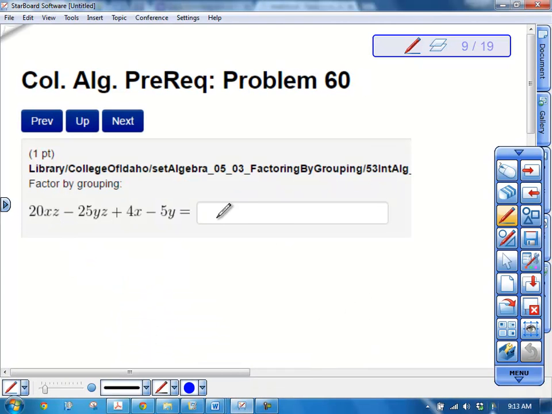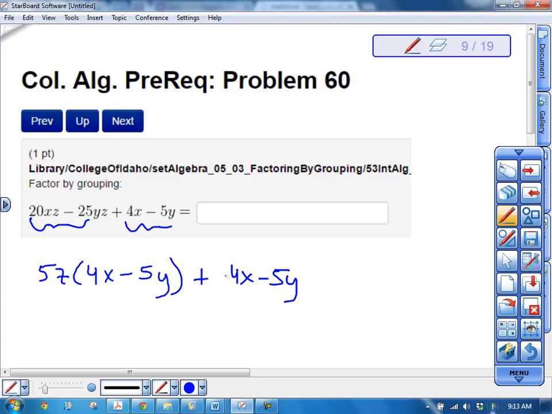Okay, the next one's another factor by grouping one. We're going to group the first two terms and group the second two terms. Pull out the biggest thing you can from the first two, which would be 5. We can also pull out a z from the first two, and that would leave you with 4x minus 5y. And then the next one, it's 4x minus 5y, but I can't pull anything out. So I'm going to write a 1 outside just because you can do that. And then I can pull out the factor. So it's going to be 4x minus 5y. I pull that out times the other factor, which is 5z plus 1. So that's my answer right there.